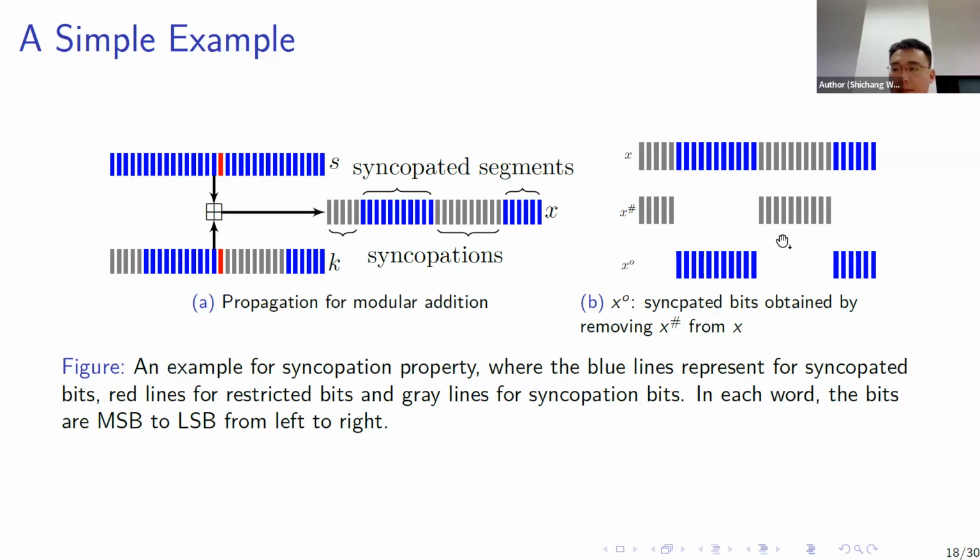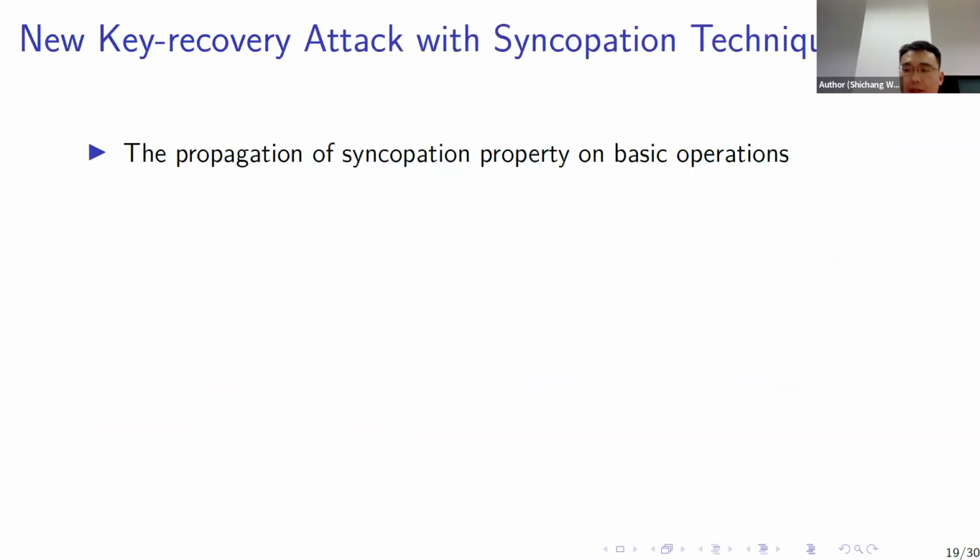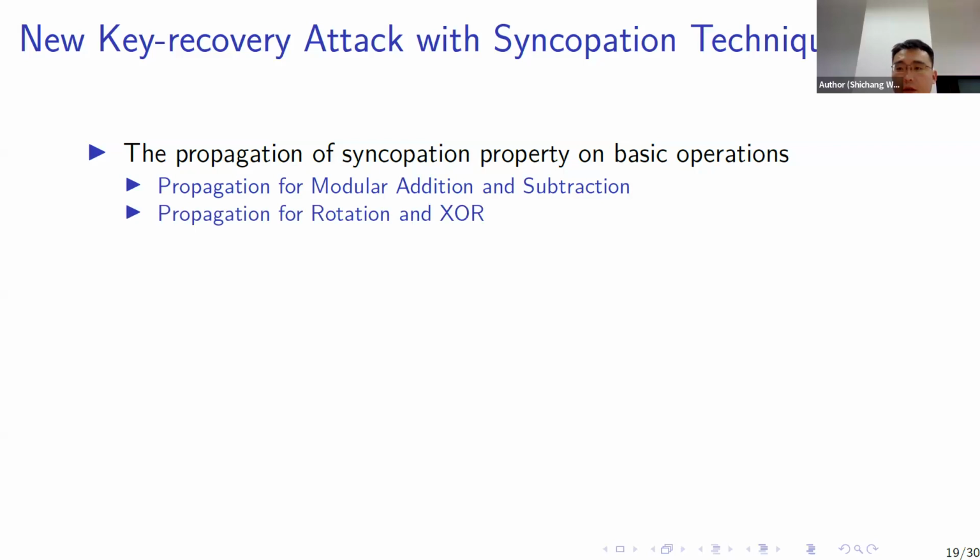As shown in subfigure B, x0 consists of the syncopated segments after removing two syncopation segments from x. Differential and linear characteristics for ARX separately provide the basic properties of modular addition and subtraction. Then we summarize their propagation of the syncopation property, the same as the propagation for XOR, rotation, and XOR. Please refer to the full version of our paper for details.